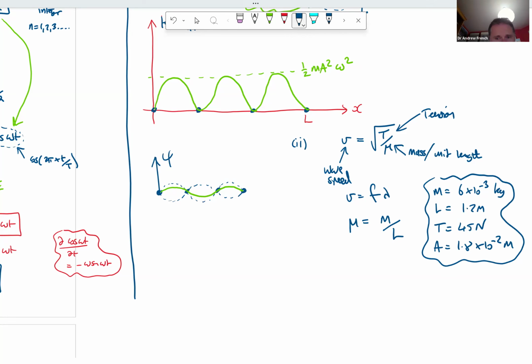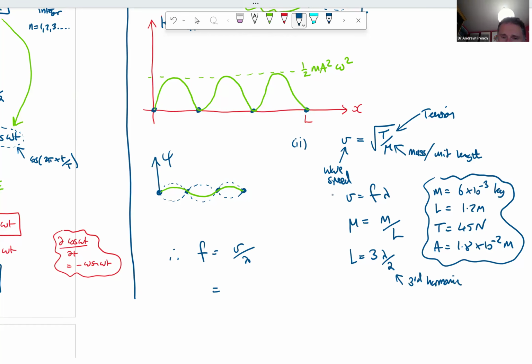So what do I want? I want the frequency, which is the speed divided by the wavelength. I think we've got everything now. So the frequency is the speed over the wavelength. We also know the length: there's an extra equation, because it's the third harmonic, so L equals 3 times lambda over 2.